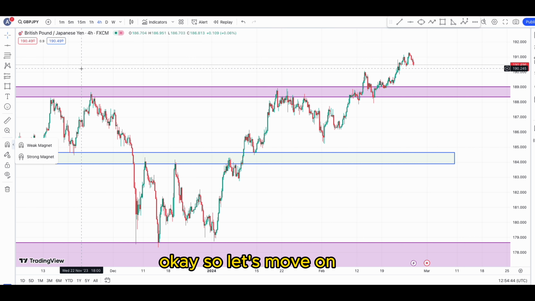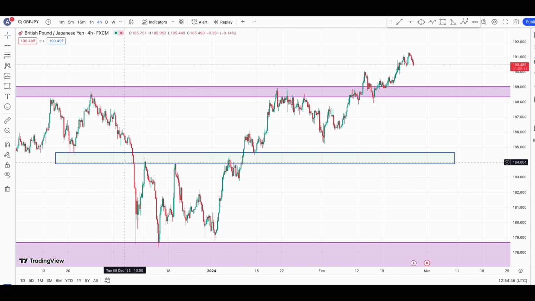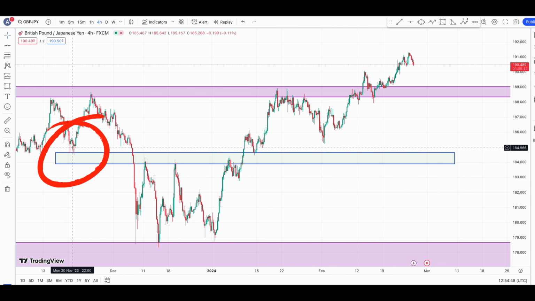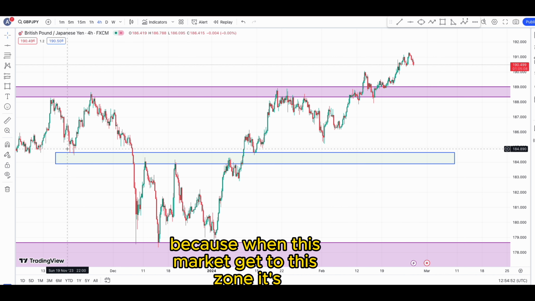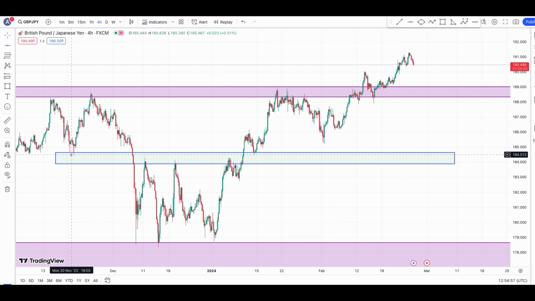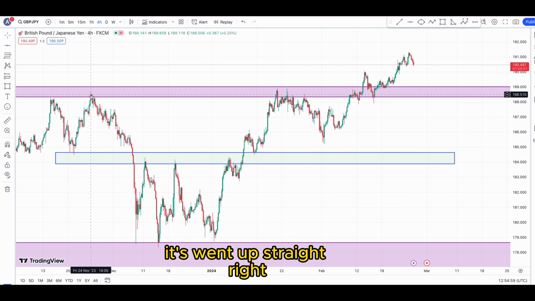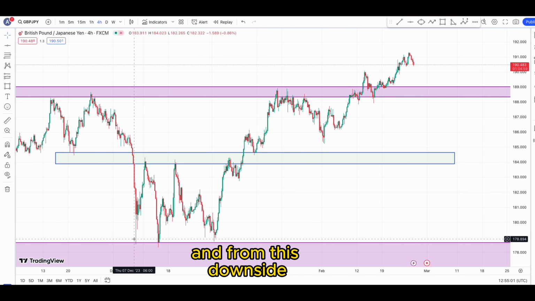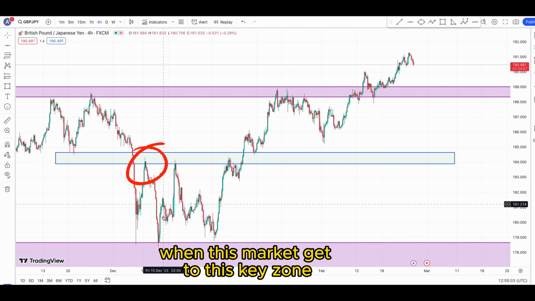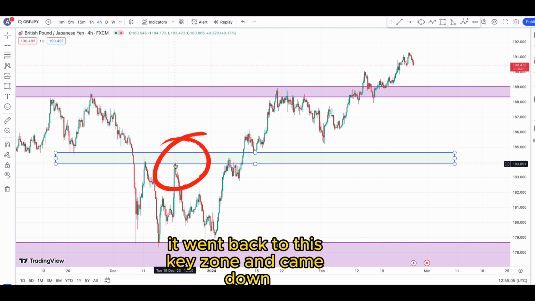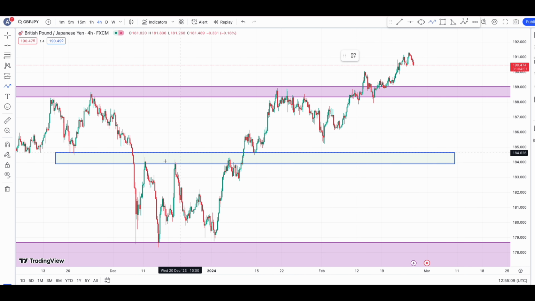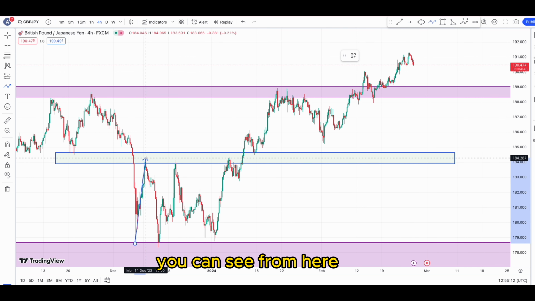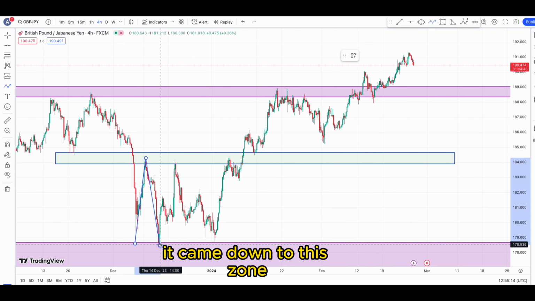Okay, so let's move on. You can see that there's a key zone here, because when this market got to this zone, it went up straight, right? And from this downside, when this market got to this key zone, it came down. It went back to this key zone and came down.